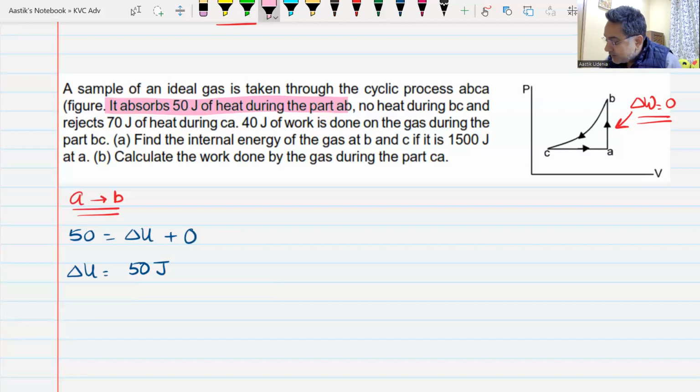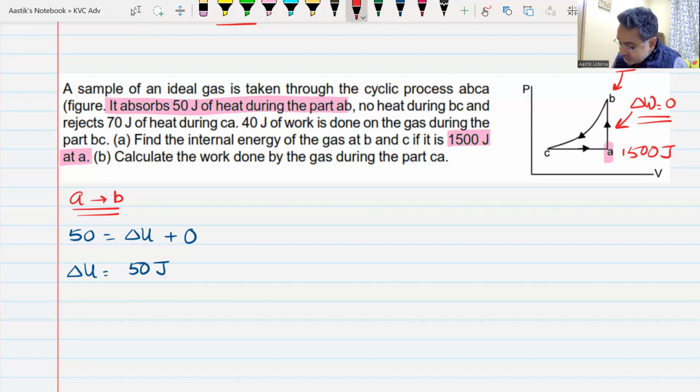At point A, the internal energy is 1500 joules. Add 50 joules. So at point B, the energy will be 1550 joules. Yes or no? Yes, sir.